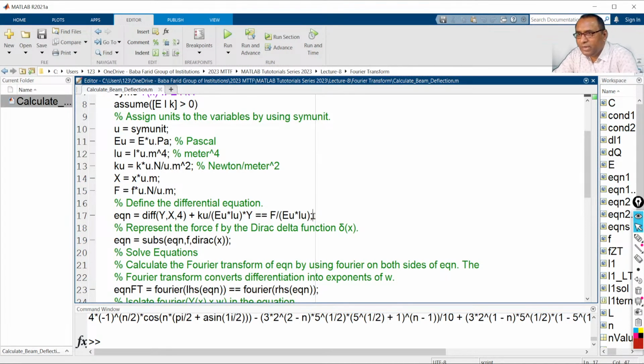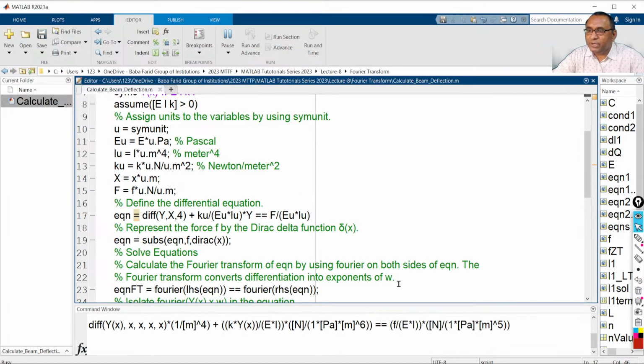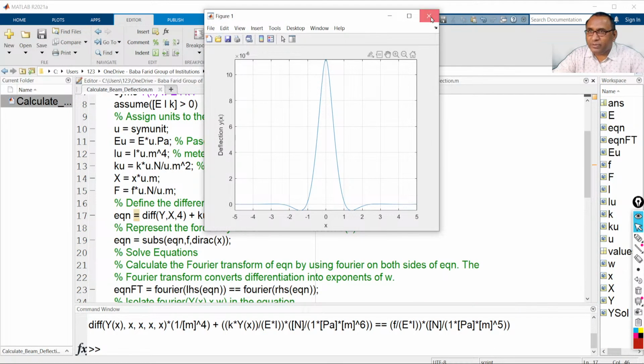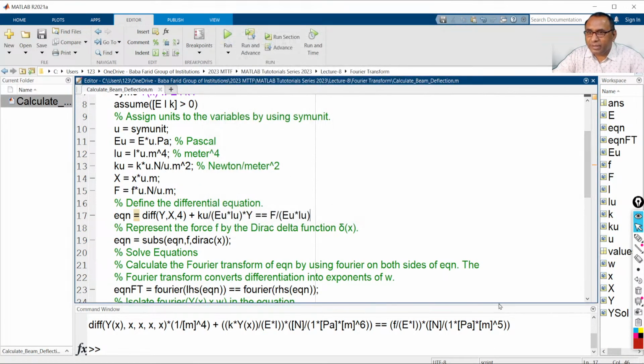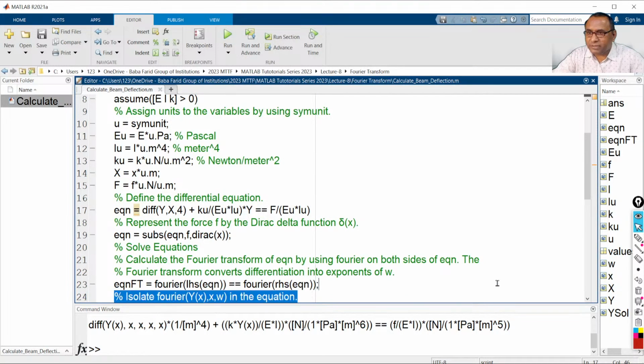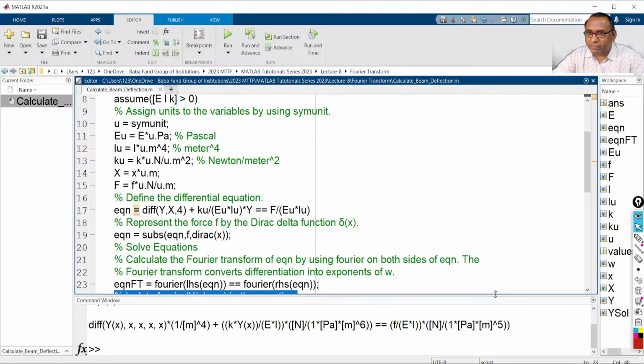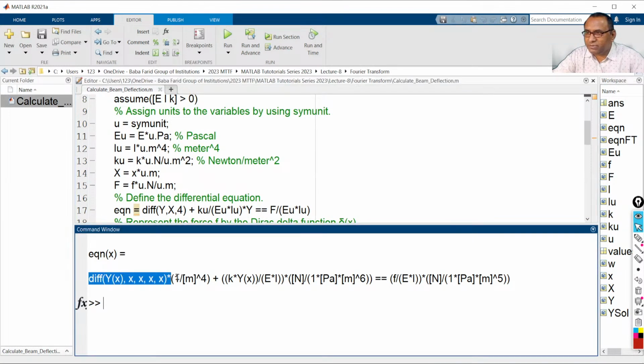If you remove this semicolon, as you know, why we are using the semicolon, just to suppress the output. The statement is part of the program and will still be executed. So when you remove this semicolon and then execute the sequence of statements, you will see, just one minute, yes, this is the differential equation.